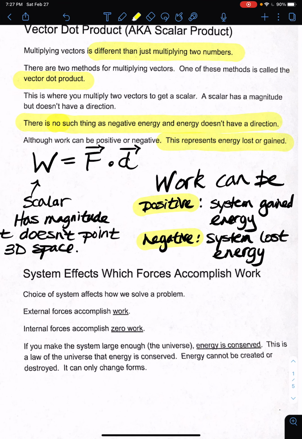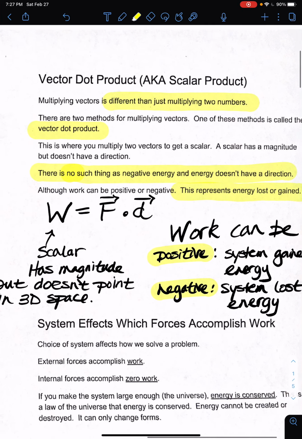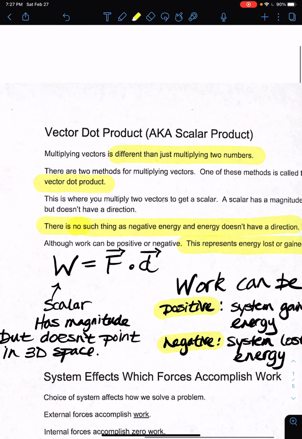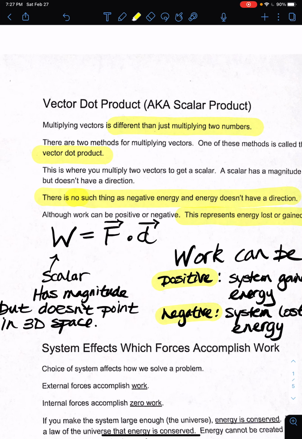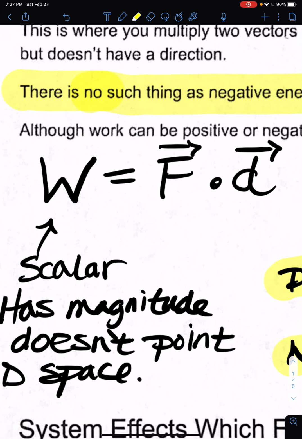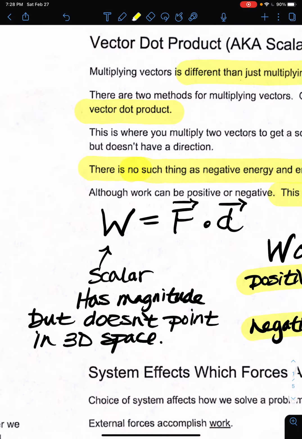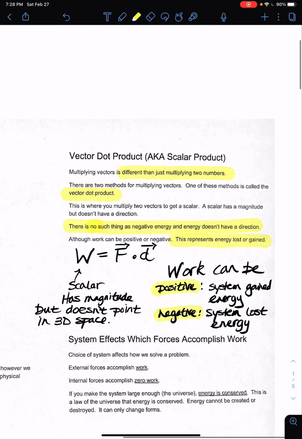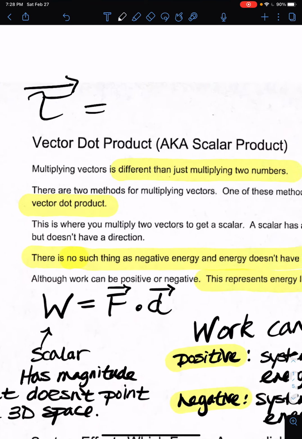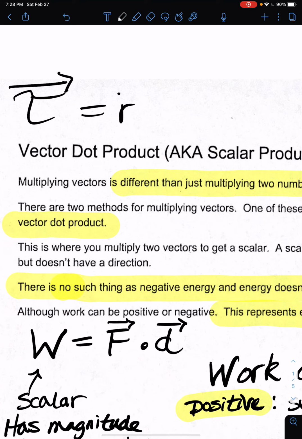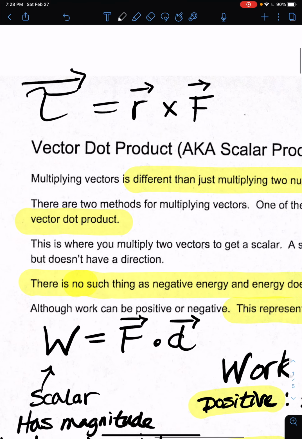All right, let's move on. And I guess one more thing, if you're wondering why I would say there's two ways to multiply vectors, this was called the vector dot product. There's another way in physics that we like to talk about, which is the cross product. An example of the cross product is with torque, where we say torque is equal to R cross F. And here we're multiplying two vectors to get a vector. And so that's why it's different.